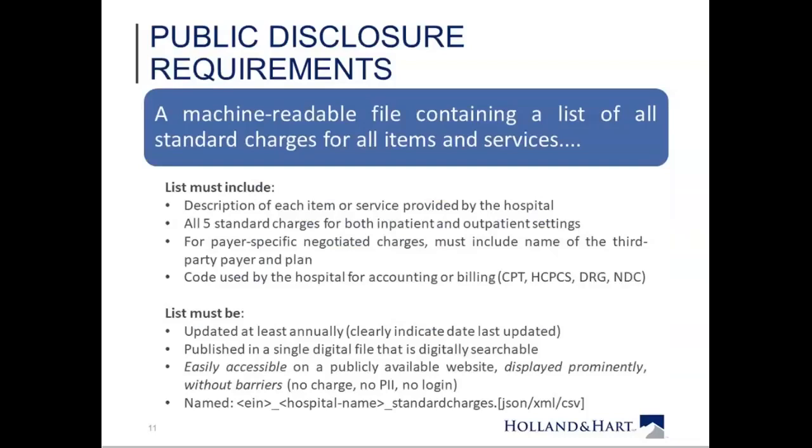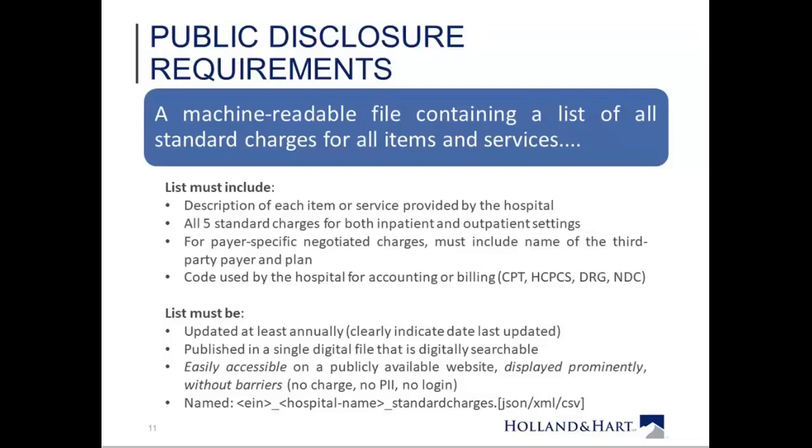So going into some more of the nuanced details of this requirement beyond the definitions, the list must include a description of each item or service that's provided by the hospital. And also, as I mentioned earlier, needs to include all 5 standard charges in both inpatient and outpatient settings. So if it's provided in both, you need to list the prices for both. And as far as for payer-specific negotiated charges, again, you must include the name of the third-party payer and the plan that that charge is associated with.